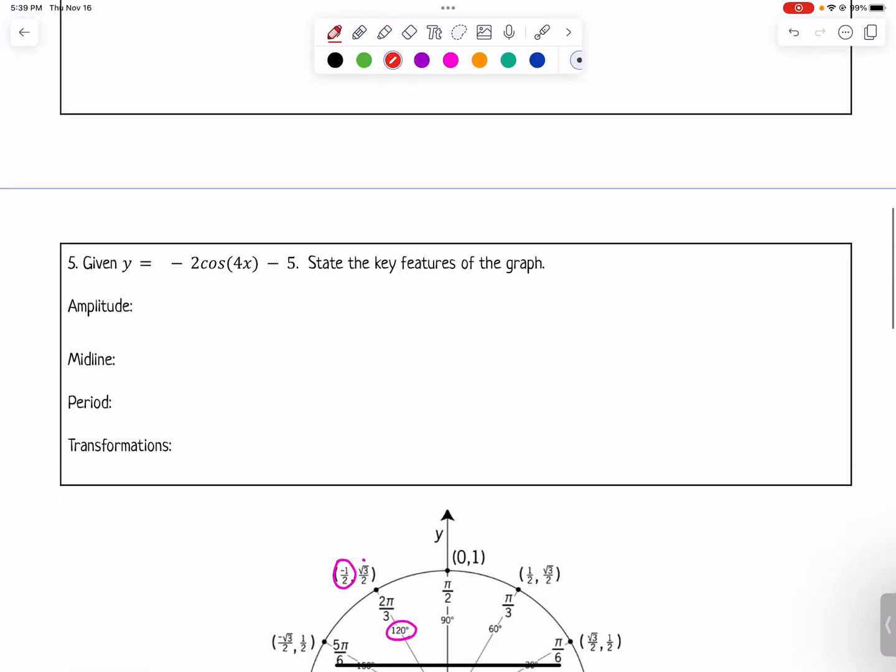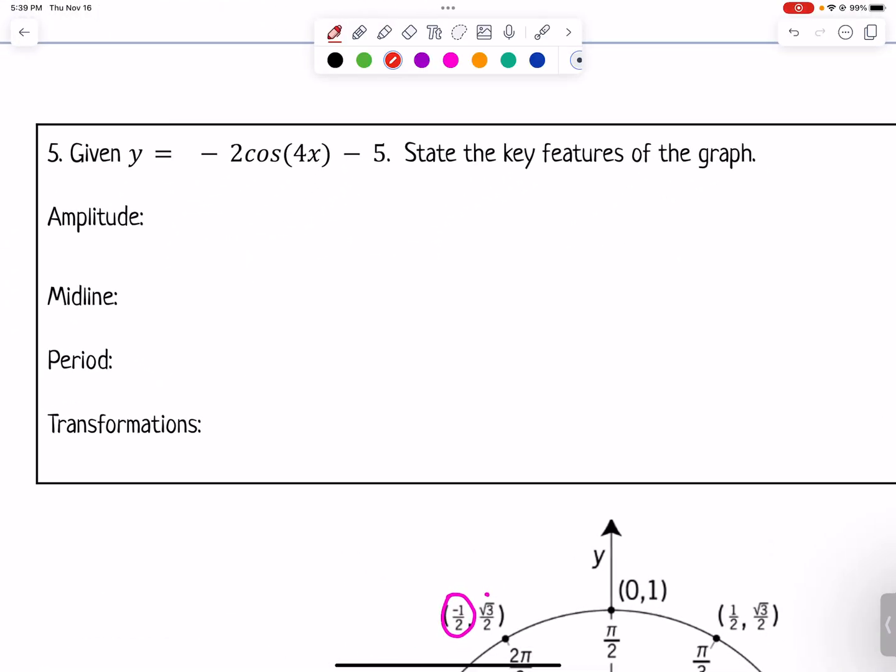All right, for number 5, we just need to state the key features of the graph. So to pick these out, you can look just at your equation and pick everything out that you need. So the amplitude is the A value. So not the positive or negative, but just the absolute value of that number. So that is just equal to 2. Our midline, like we were just talking about on that last graph, goes with the vertical shift. So it'll be y equals negative 5, and we always write it as an equation of a line because it is a line, like the word midline says.